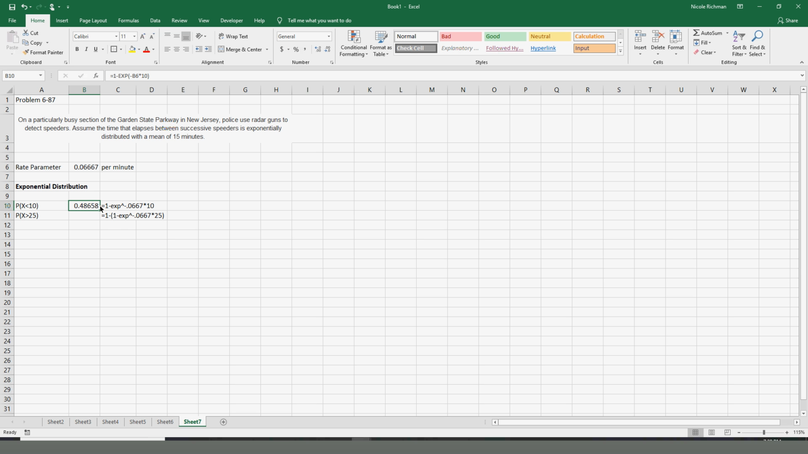So we're going to do this formula. We're going to copy it in. We're going to do 1 minus, change this to 25, and make sure that we move this back up. And so we have an 18.88% chance that the speeder won't come along for more than 25 minutes.